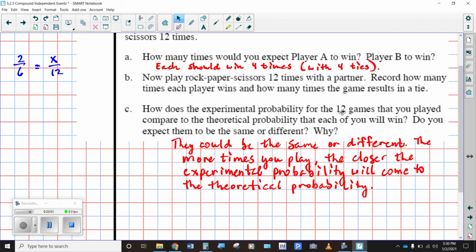So if you play 12 times, you might find that one person wins 9 times and the other one 3. But then you play 24 times and it gets closer and closer to an even split. If it's a fair game, every person should be able to win equally. So that would mean 50% of the time one person wins and 50% of the time someone else wins.